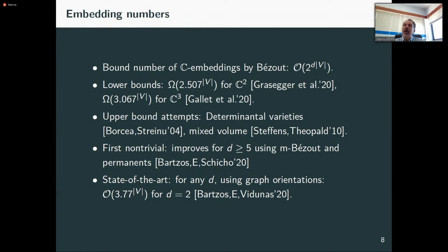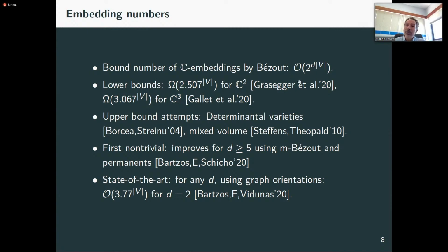People tried some very heavy-duty algebraic geometry, determinantal varieties. There is a rich theory, of course, from determinantal varieties that was applied to the specific problem by Borcea and Streinu. Mixed volumes were examined by Steffens and Theobald in Steffens' thesis, 2010. None of these approaches improves the Bézout bound asymptotically. The improvements are negligible, okay?